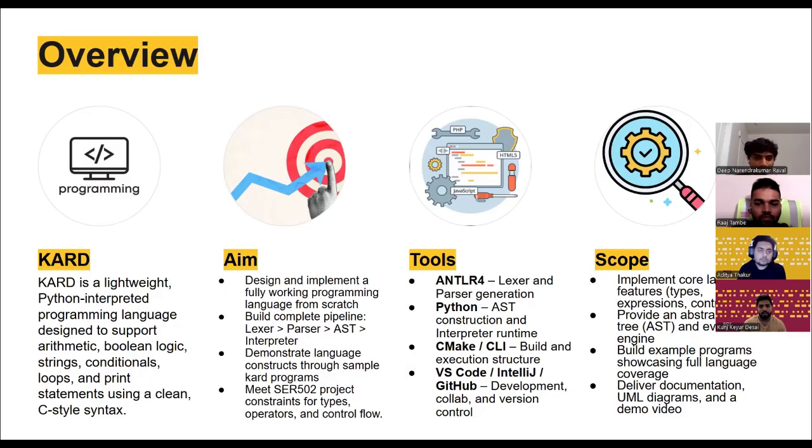For our tool set, we made specific strategic choices. ANTLR 4 was used to generate the lexer and parser because it handles complex grammars efficiently. We chose Python for runtime and AST construction because it's flexible with data structures. To ensure our build structure is professional and reproducible, we used CMake. And for version control across the team, we used GitHub. Language features and architecture are the key part of our next slide.